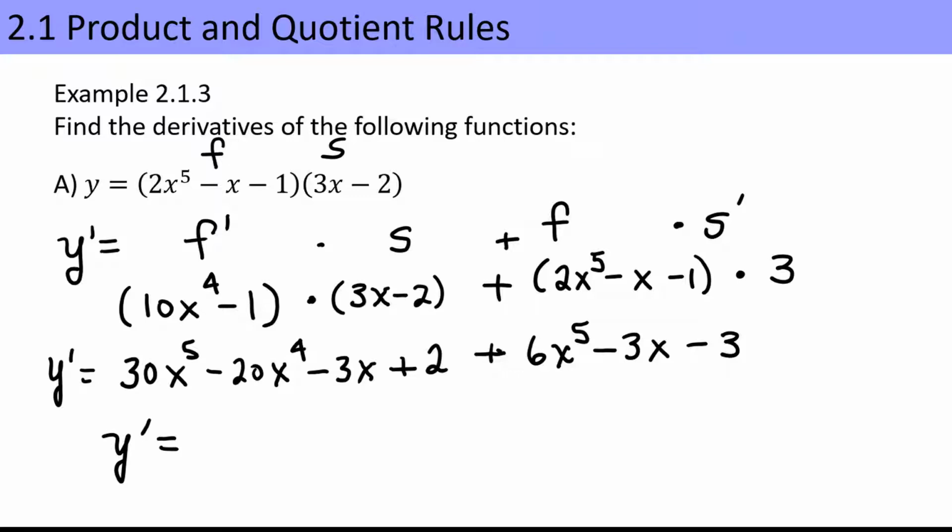So y prime is equal to, I see a 30x to the fifth and a 6x to the fifth, so adding those together, 36x to the fifth. I see only one x to the fourth term, so we'll write minus 20x to the fourth. I don't see any x cubed, I don't see any x squareds, but I do see two different x to the 1 terms, and that's negative 3x twice, so that'll be negative 6x, and then 2 minus 3 is negative 1.